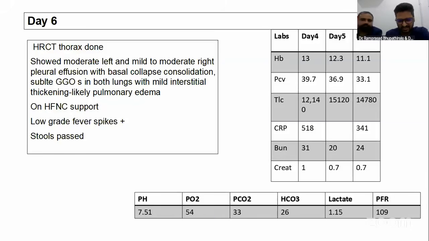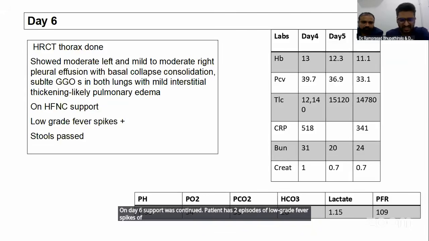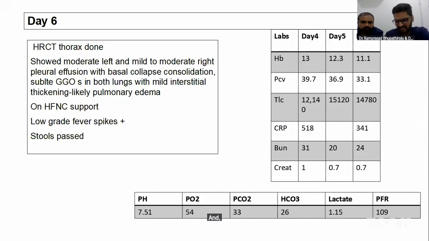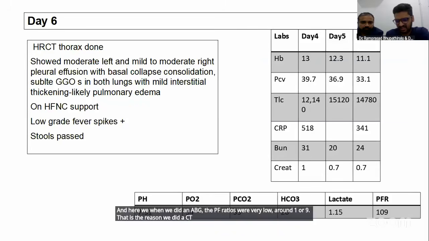On day 6, HFNC support was continued. The patient had 2 episodes of low-grade fever spikes of around 99 and 100. On day 6, the patient passed stools. And when we did an ABG, the PF ratios were very low, around 109. That is the reason we did a CT thorax for him.